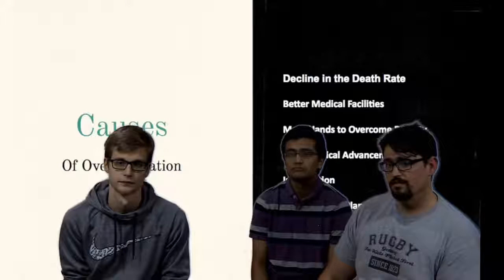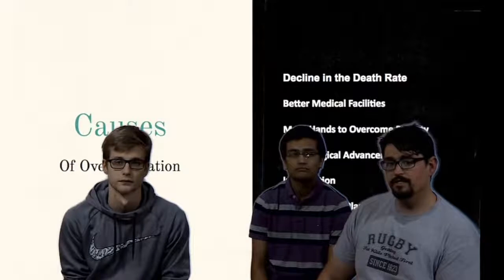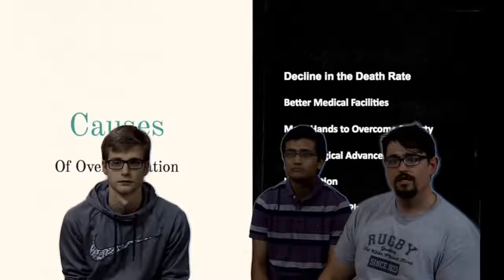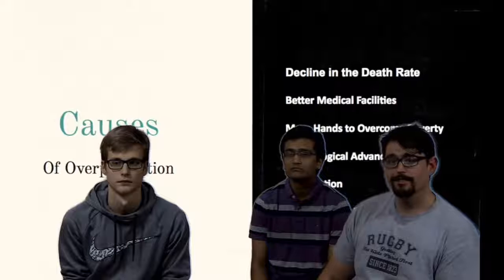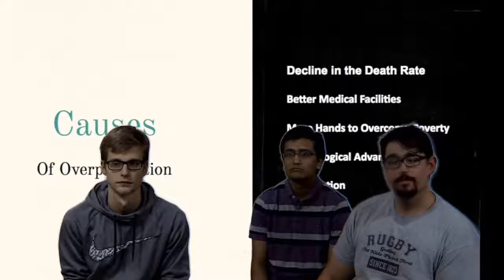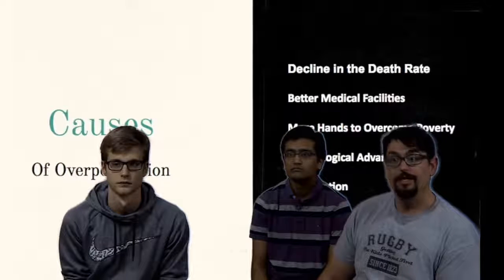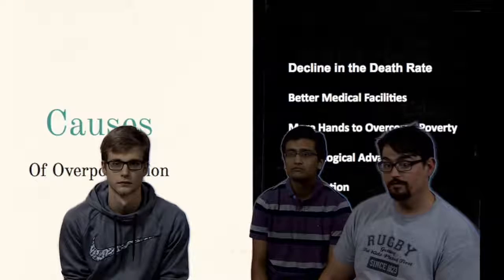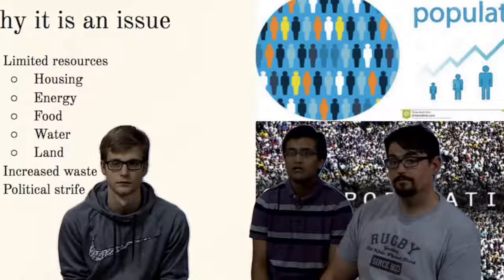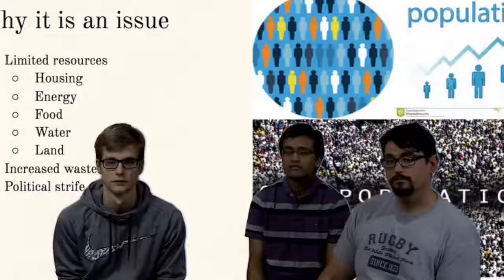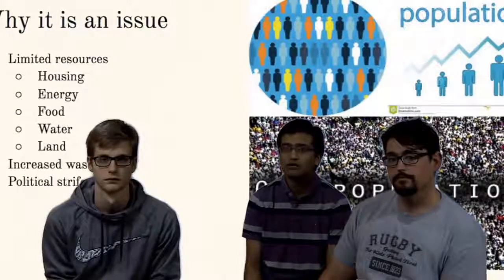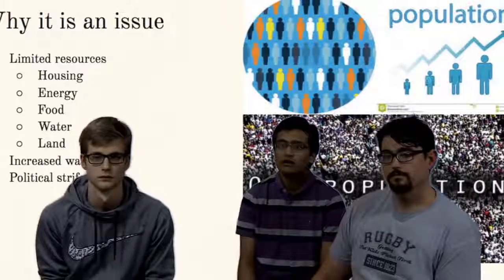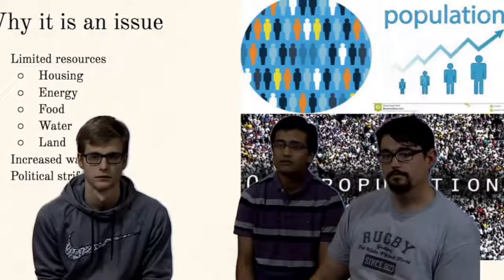The causes of overpopulation include decline in the death rate, better medical facilities, more hands to overcome poverty, technological advancement, immigration, and lack of family planning. It's an issue because we have limited resources, including housing, energy, food, water, and land, along with increased waste and political strife.